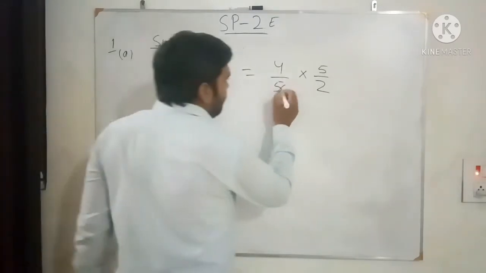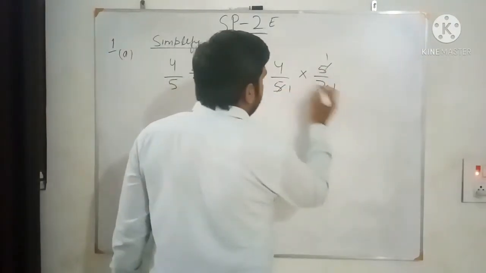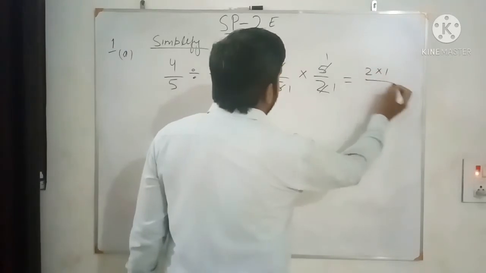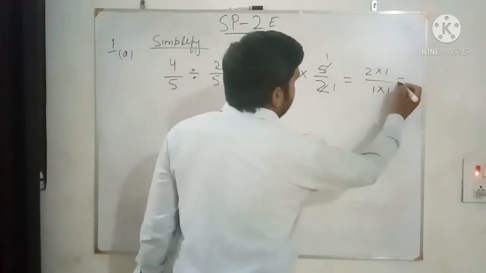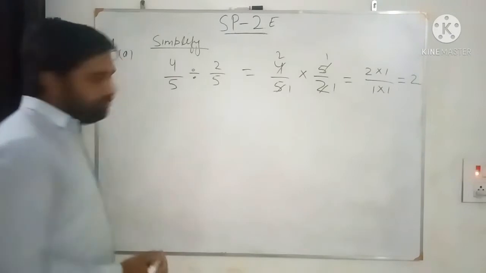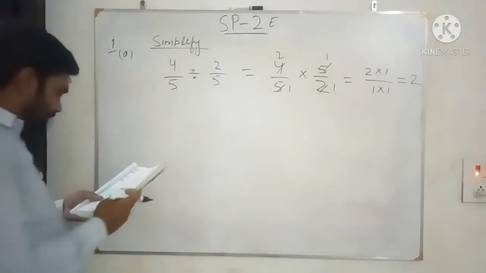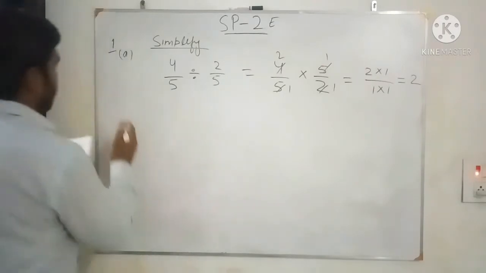Now here 5 ones are 5, cancel, 2 ones are 2, 2 twos are 4. So what you got? 2 multiply 1. So the answer will be 2. Okay, like this you have to do. Now we do 1D.